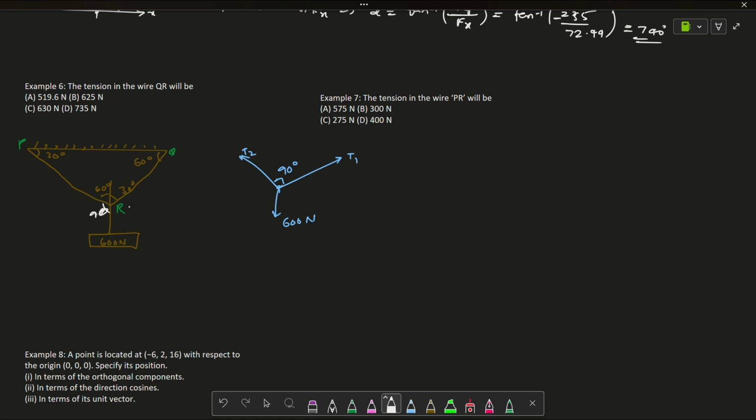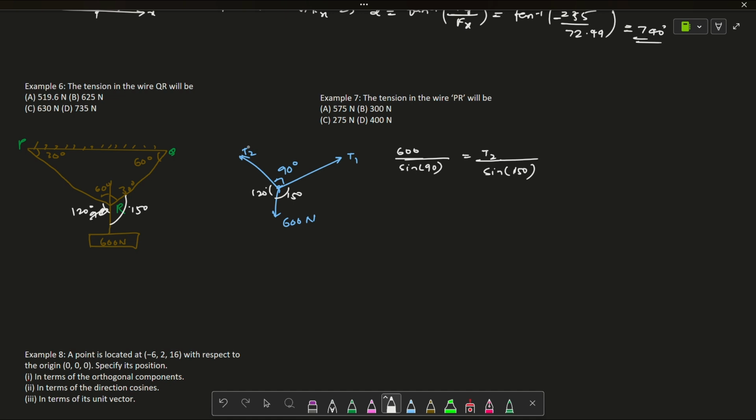Here 180 minus 60 we will get 120, and 180 minus 30 we will get 150 degrees. So this angle is 150, and this one is 120. Now we will again use the sine law, and we will get 600 Newton divided by sine 90 equal to T2 divided by sine 150.